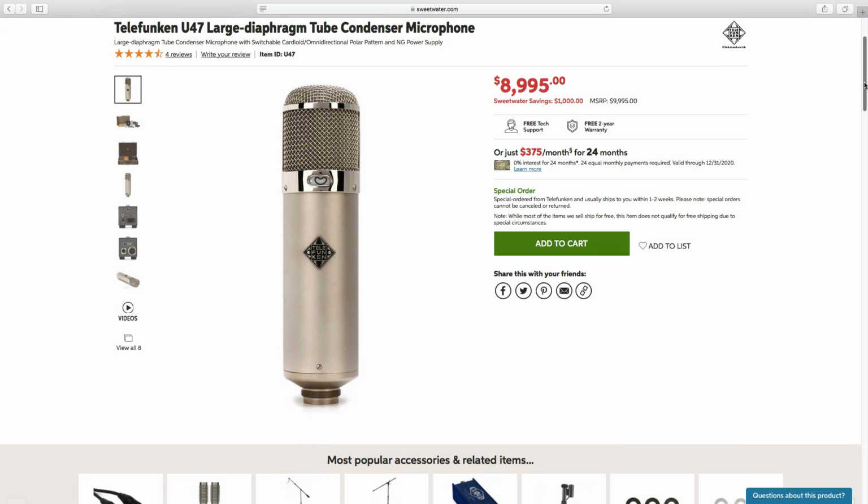However, a new Telefunken U47 will cost you around $9,000. We have a good clone of the U47 here from Flea Microphones that goes for around $5,000, but that's still pretty pricey for most home studio recordings. The good news is there's a lot of good options for condenser mics nowadays that are under $1,000, and some are well under $500.